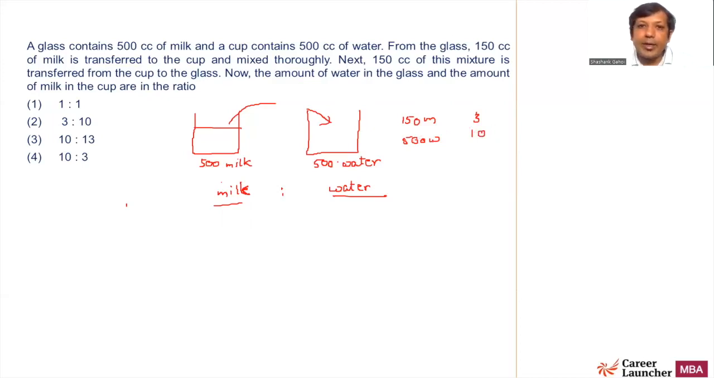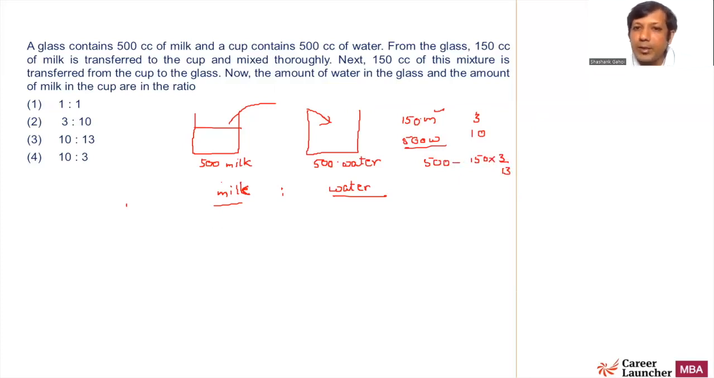Now I am taking out 150 over here, 150 from here. So if I'm taking 150 from here, the ratio of milk to water that is being taken out should be in the ratio of 3:10 only. So the remaining water that is going to be here is going to be 500 minus 150 into 3/13. So this is what is going to be remaining over here.